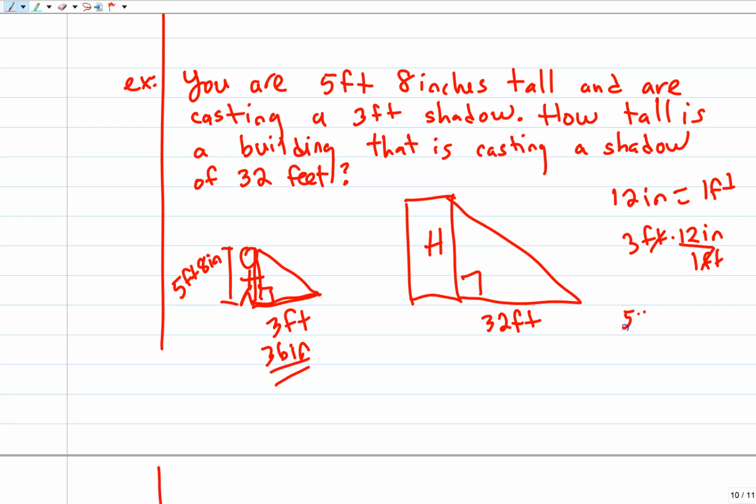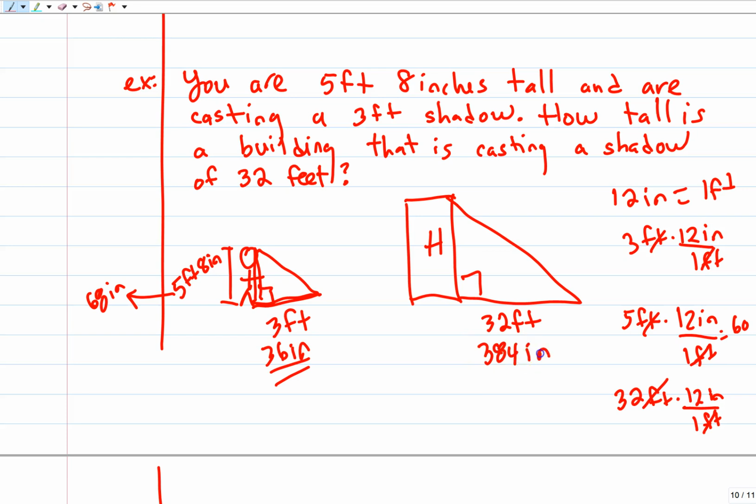5 feet would be 5 feet times 12 inches in 1 foot. That would be 60 inches. So 60 plus the other 8, you are 68 inches tall. Now this 32-foot shadow is a little trickier, but I got to do 32 feet times 12 inches over 1 foot. 32 times 12 would be 320 plus 64, so about 384 inches.